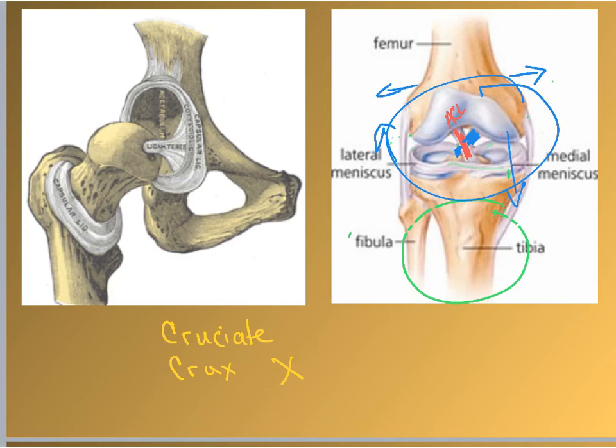Another place you find an intracapsular ligament, but you don't have two crisscrossing each other. One example would be here. You can't see the writing, and I don't think I've even asked you to learn it. But this ligament right here is called the ligamentum teres, and that's holding the head of the femur into the acetabulum, that fossa of the os coxa. So it's anchoring those two bones together.